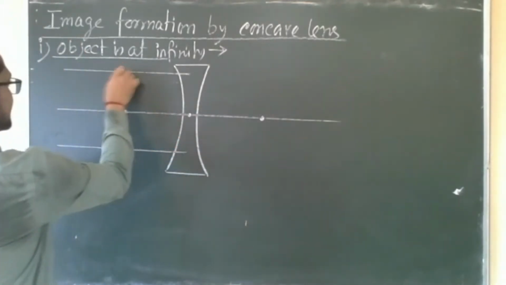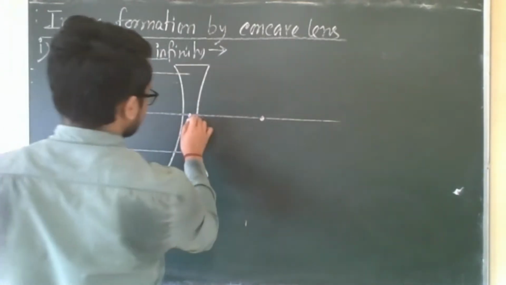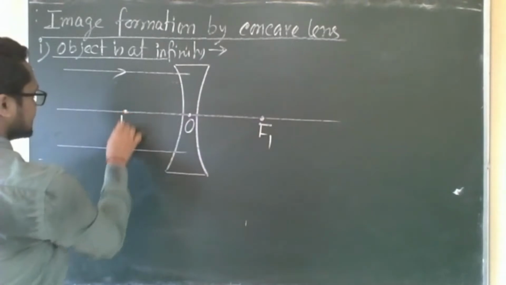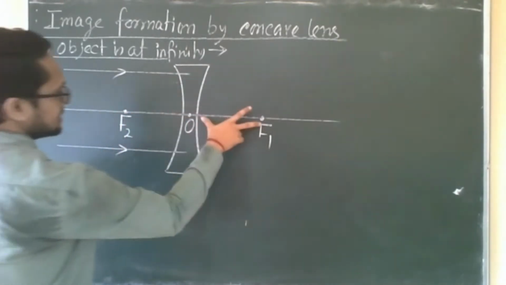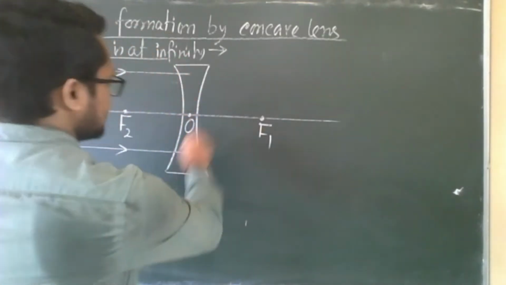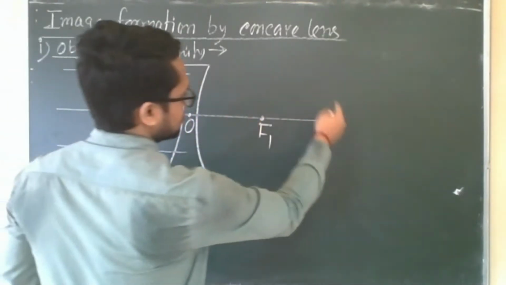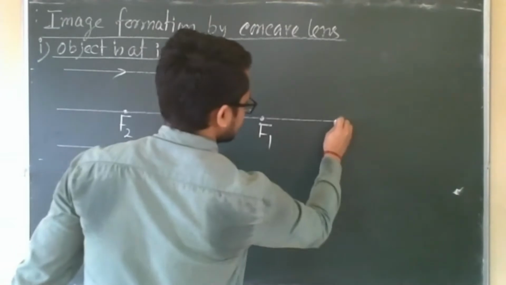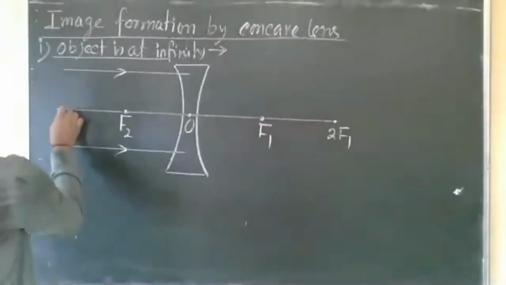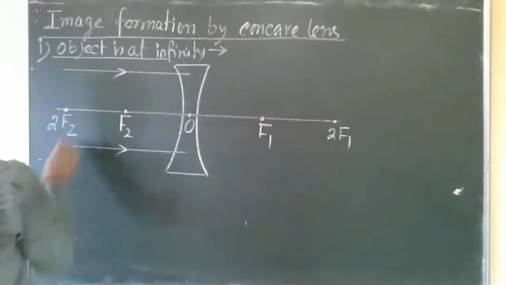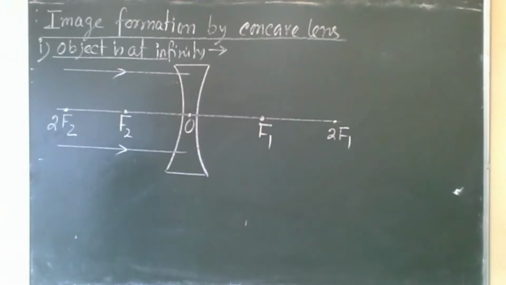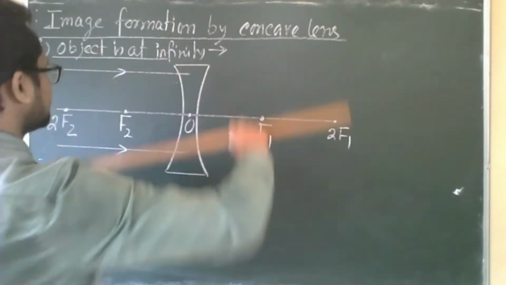So in this case, what will happen? This is the optical center. This is first focus f1. This is f2. I told you that these distances should always be the same. There are four distances: optical center to first focus, to 2f1, then optical center to second focus, to 2f2. All these four distances should be the same, otherwise your image will not match properly.